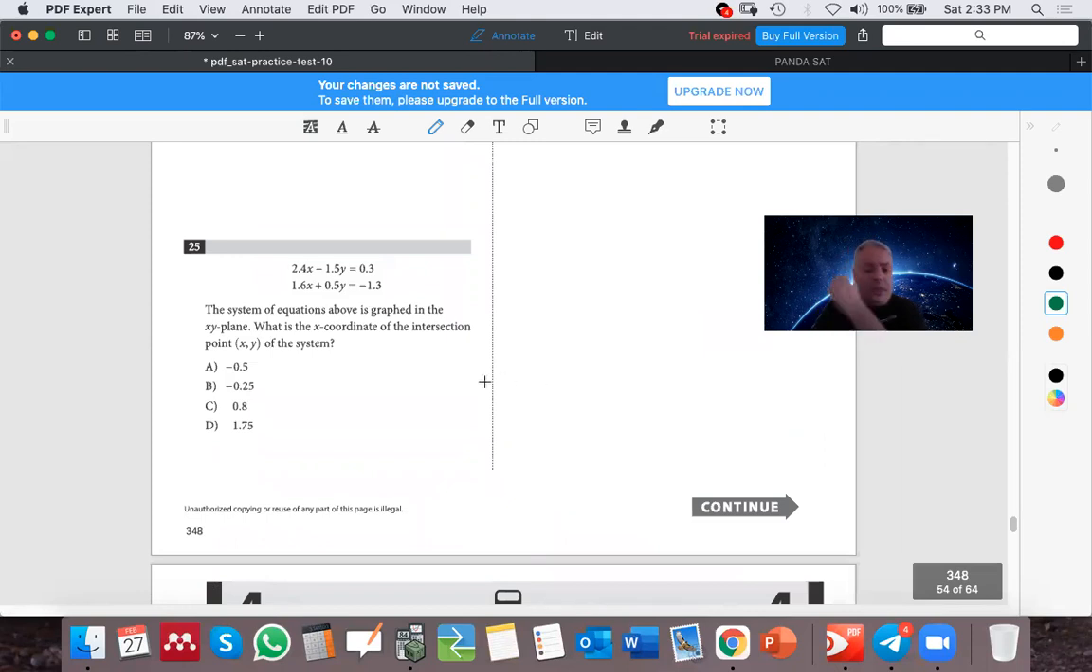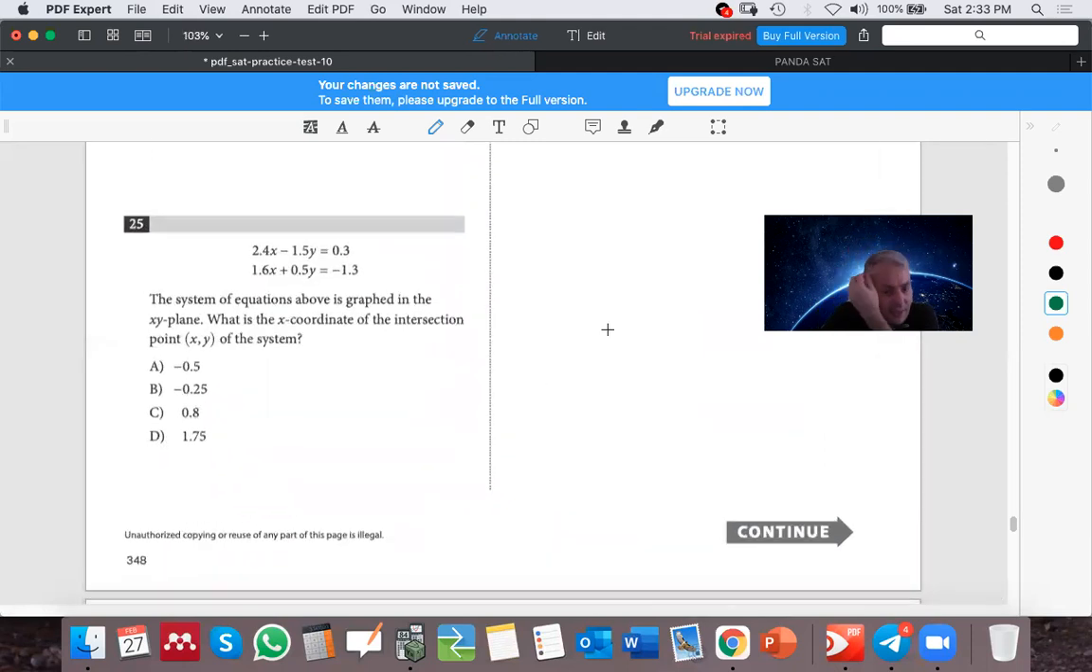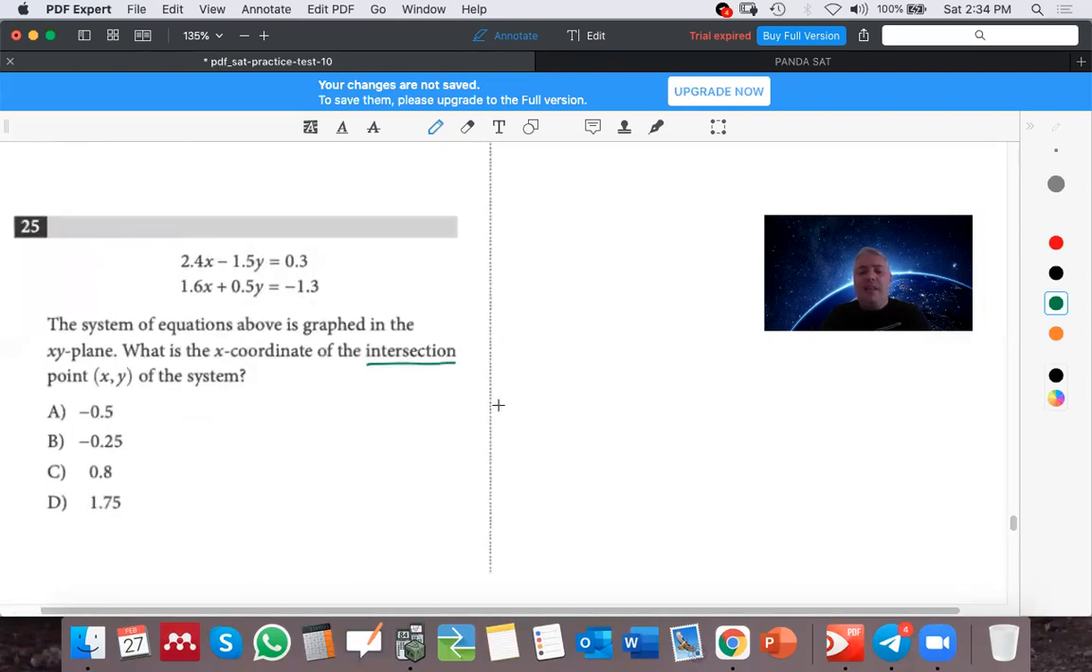Okay, now 25. Is 25 a normal equation question or not? Let's see. The system of equations above is graphed in the xy plane; the x coordinate of the intersection. So it's talking about intersection. When it talks about intersection, we have to solve the system. How can I solve the system? There are lots of ways. One of them is elimination.